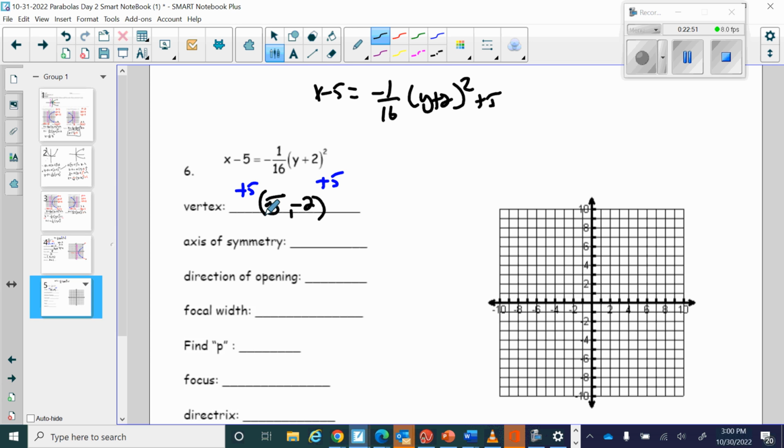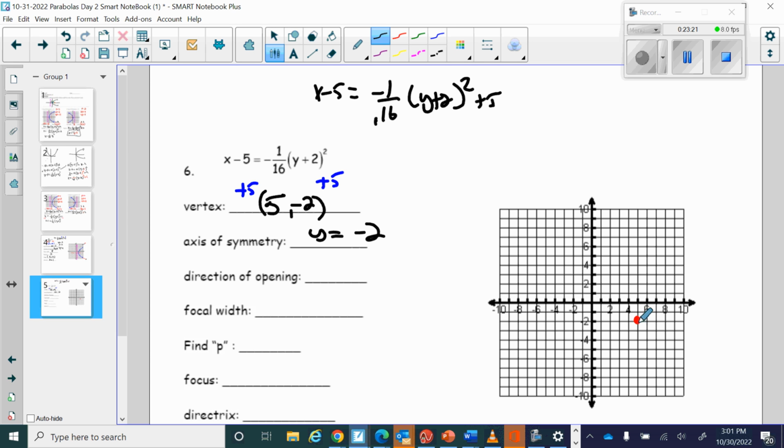My axis of symmetry is just going to be y equals -2. Now for the graph, my a value is negative right here, so you know the graph is going to open to the left. (5, -2) is going to be right there. That is going to be my vertex.